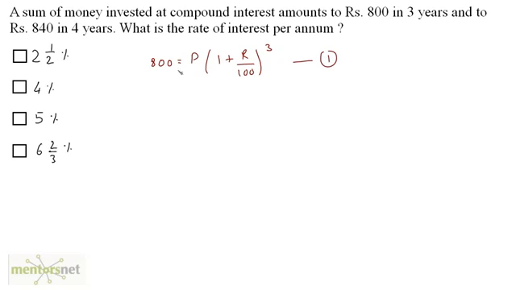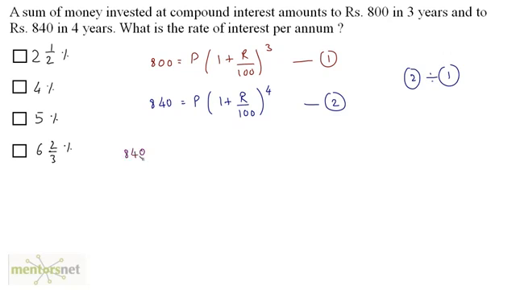Now this same principal when invested for 4 years gives you 840 as the amount. So you have 840 is equal to P into 1 plus R upon 100, the rate of interest is the same, raised to the number of years, which is 4. So this is equation 2. Now we are dividing equation 2 by 1, right? So on the left hand side we have 840 upon 800 is equal to P into 1 plus R upon 100 raised to 4 divided by P into 1 plus R upon 100 raised to 3.